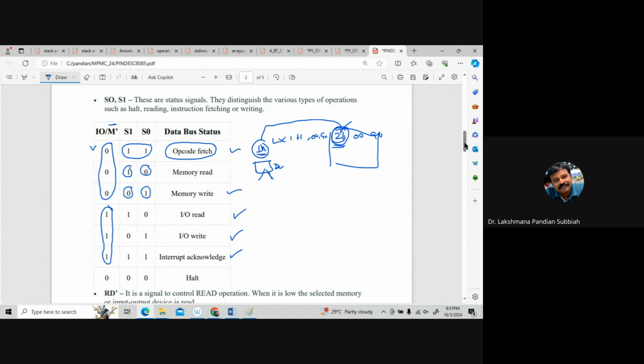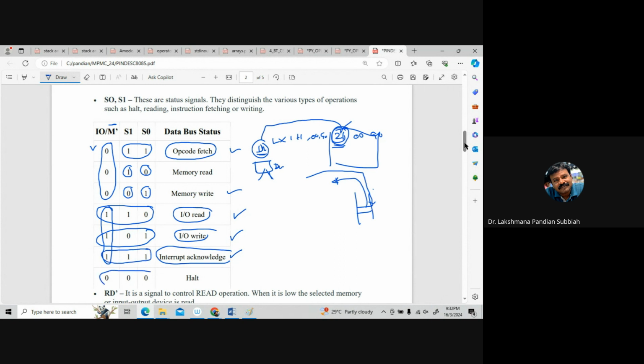So for memory read, we read the already existing data from memory. Then for memory write, we place data from the external world into memory. So we can do memory read and write operations. Then this group of signals shows IO read, and this group of signals is IO write, right? For interrupt acknowledge, all 3 signals are 1. When all are 0, that is halt.